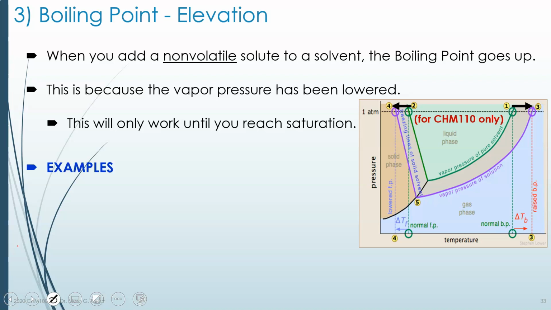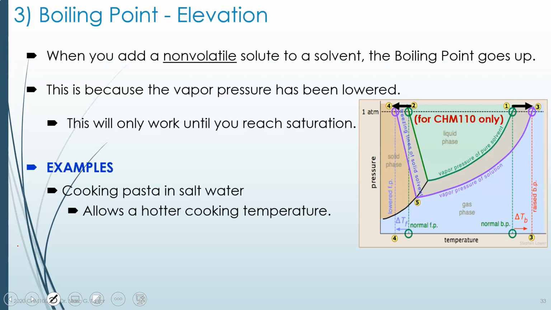Once you can't dissolve any more sugar or salt or whatever you're dissolving, you can't make the boiling point go up any higher. So examples of this: we put salt in our water when we cook pasta, and that makes the boiling point get higher. What that means is the water will not boil until it's a hotter temperature, and that means you get to cook your pasta at a higher temperature than you normally would if it was just pure water. Of course, we also add salt because it flavors the pasta.